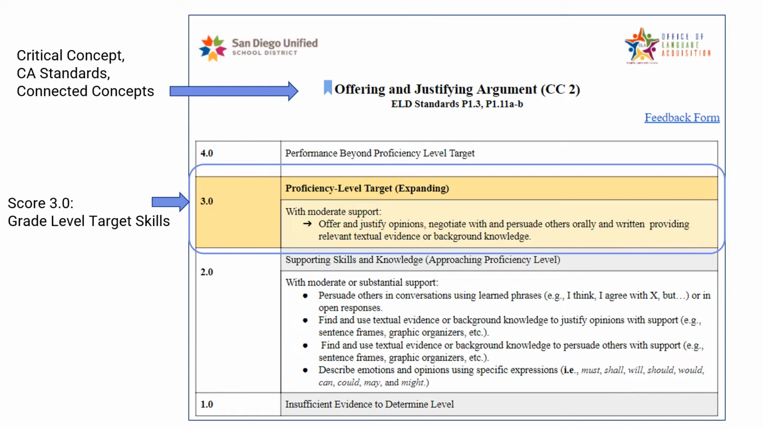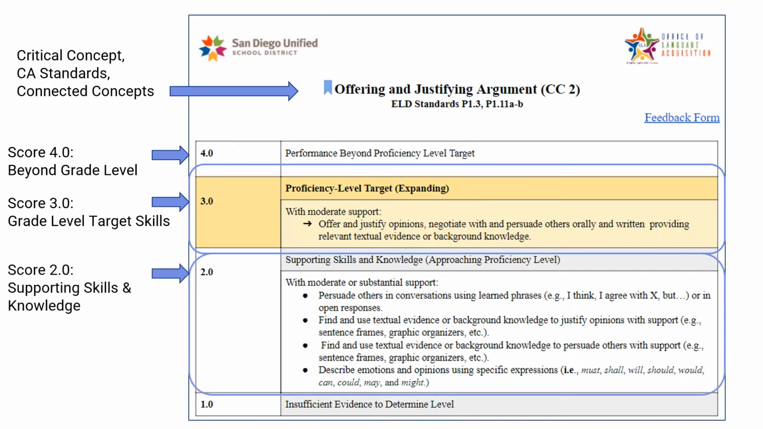These targets explain what the students should be able to do by the end of the year in this proficiency level. If students meet these targets on an assessment, they will receive a score of 3. A score of 4 shows that a student's performance on this critical concept is beyond the proficiency level targets. There are many different ways students can demonstrate this.